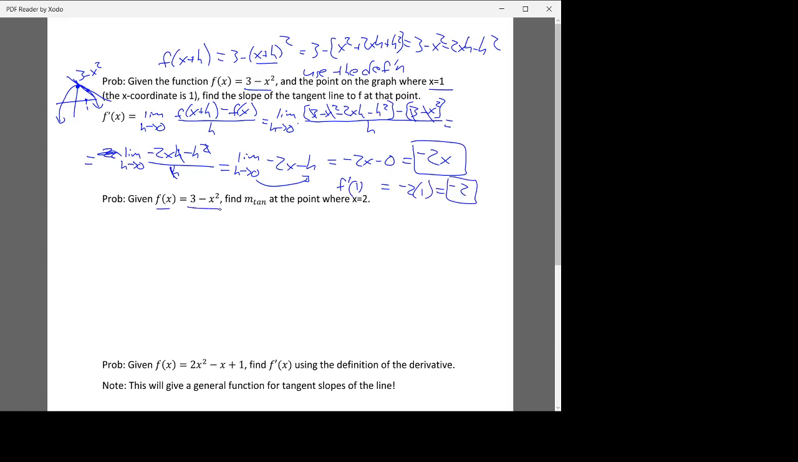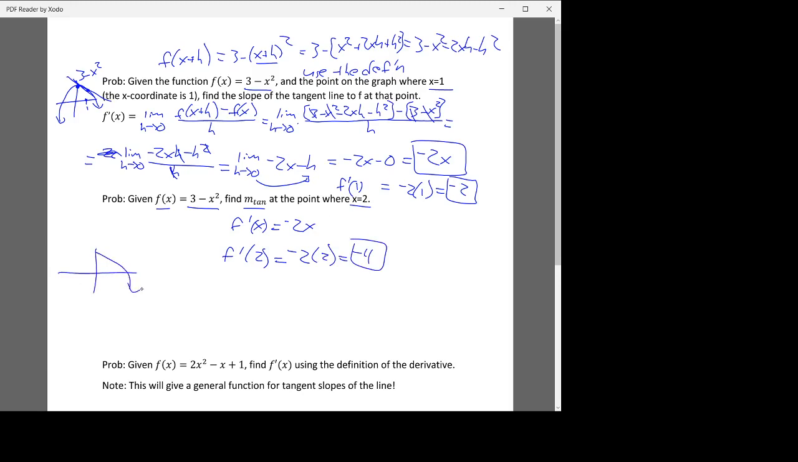Given f of x is 3 minus x squared, find the slope of the tangent line where x is 2. We already did the work. Remember, f prime of x is minus 2x. I'm going to show you shortcuts so that we don't have to use the definition. That's just for now to start. So f prime of 2, we just plug it in. Minus 2 times 2 would be minus 4.